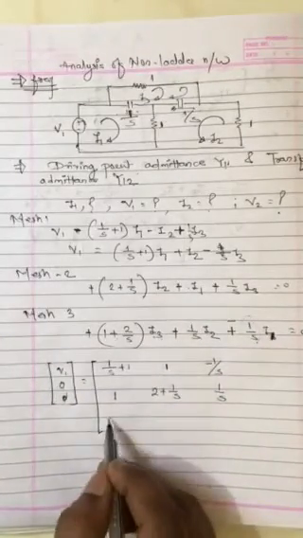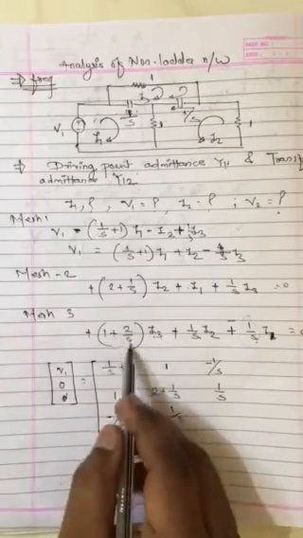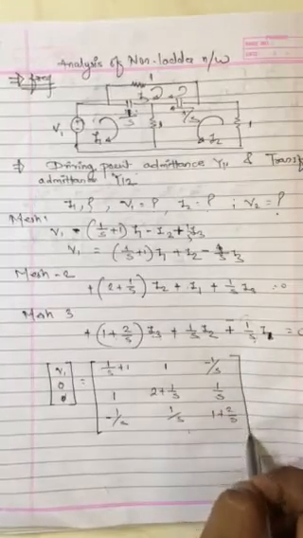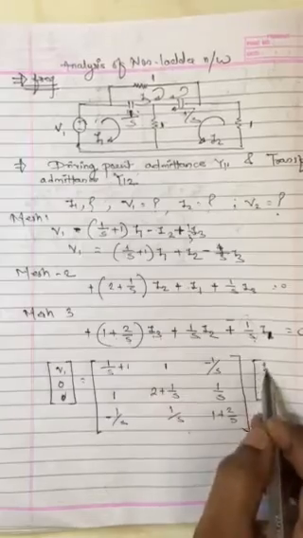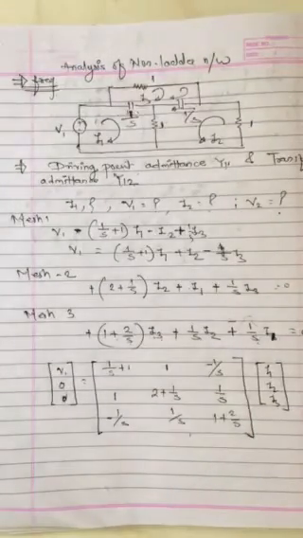So it will be minus 1 by s, minus 1 by s, I2 is 1 by s, I3 is 2 by s plus 1, or 1 plus 2 by s in a matrix form, and on the right hand side I can write the three unknowns I1, I2, I3. Okay, this is in matrix form.